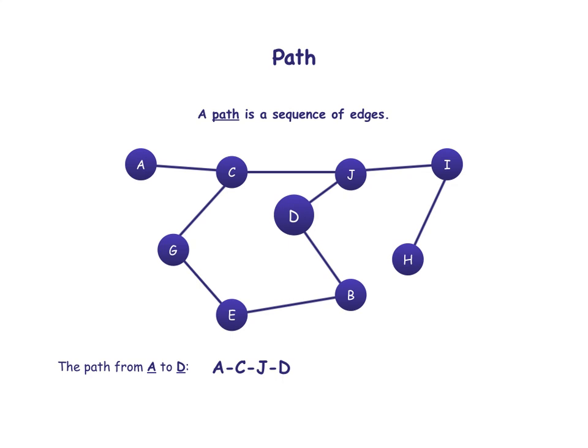It's also worth noting that this is not the only path from A to D. Right? We could have also gone from A to C, then from C to G, then from G to E, E to B, and then B to D. And that would have been a correct path as well, although it would not have been the shortest path.